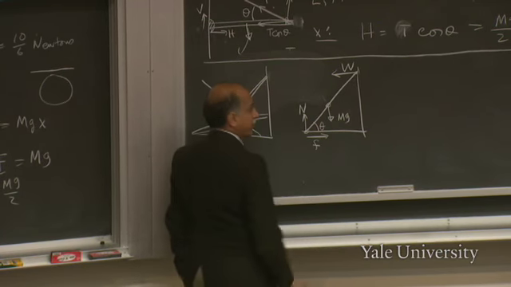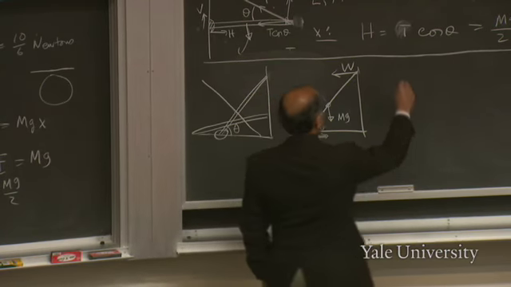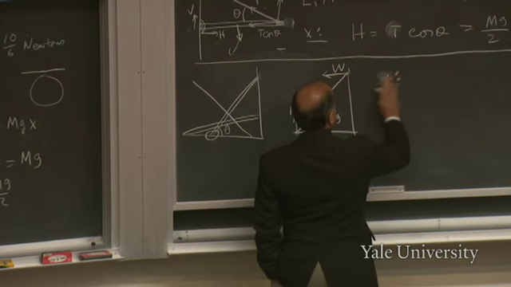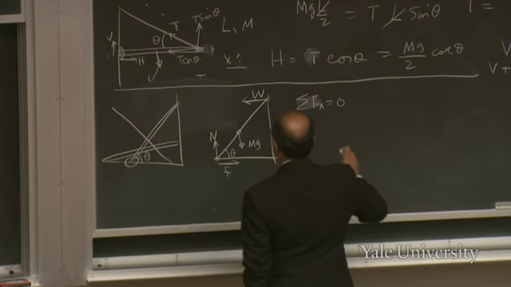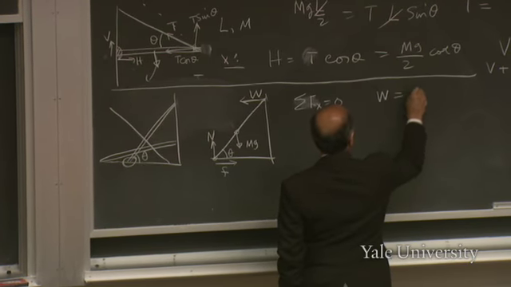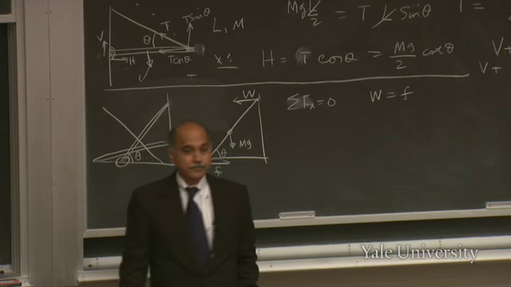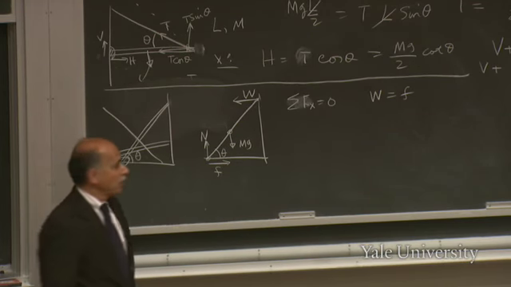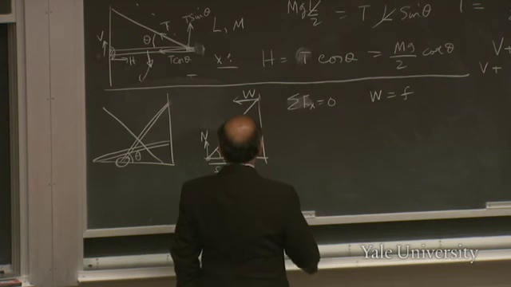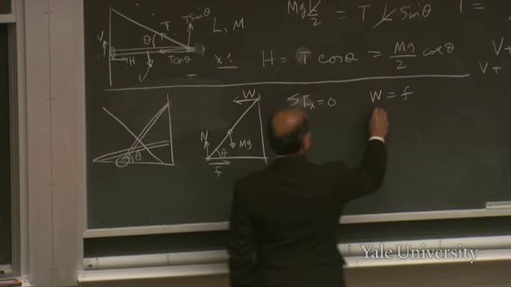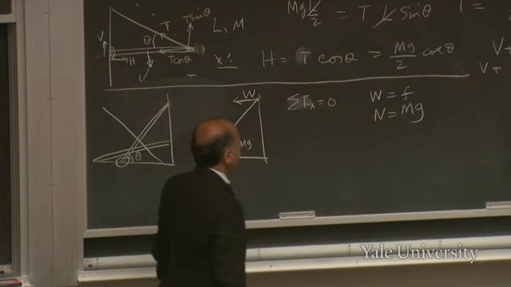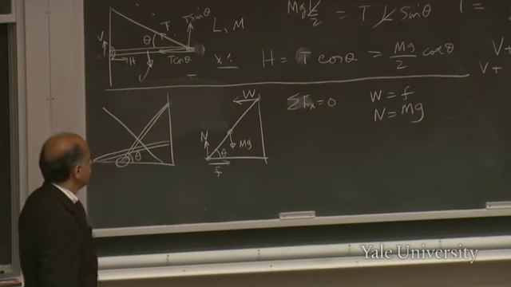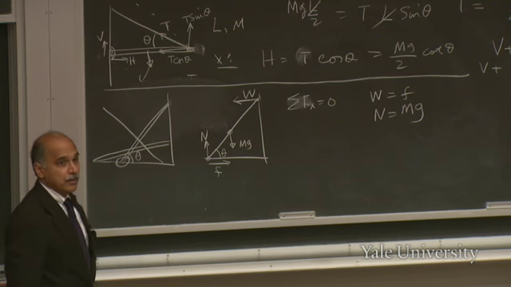This angle is theta here. For the x motion, maybe I should write it, sum of all the x forces is 0, simply says W equals F. Sum of all the y forces tells me N equals mg. Right. All that is left is the torque, and that's where you have the choice.